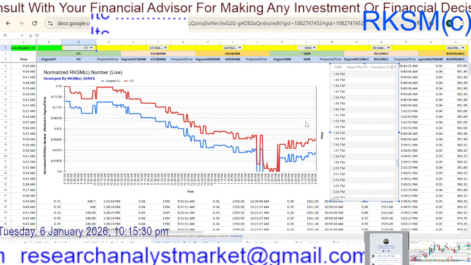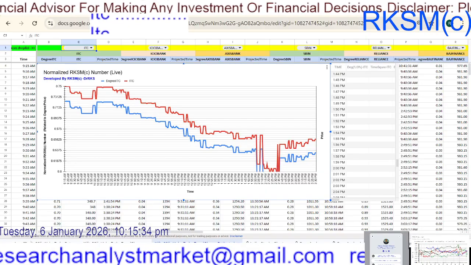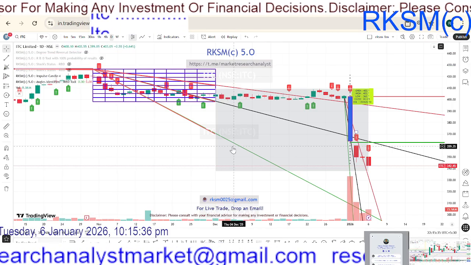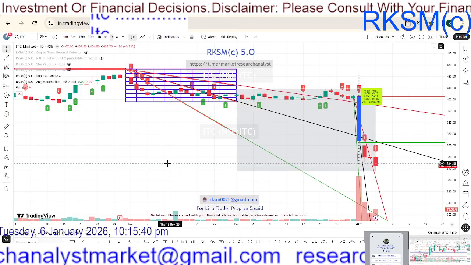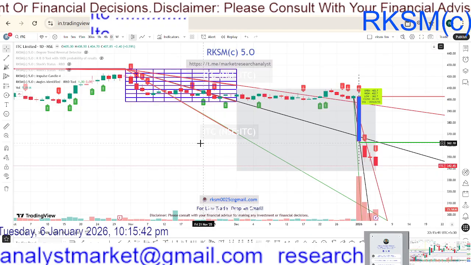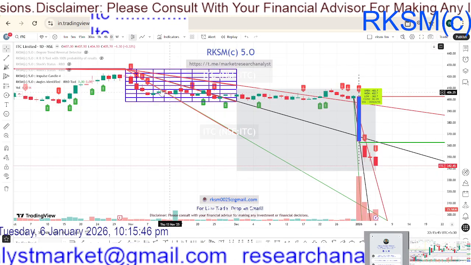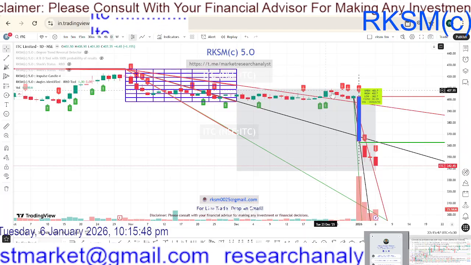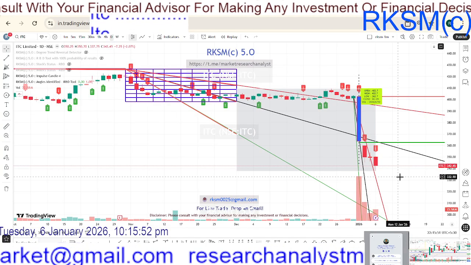Then we can look at the chart, what's happening in the chart today for ITC. So I have opened my TradingView chart. This is the daily time frame. Okay, see, this is the daily chart for ITC. You can have a look, still there is no sign of the reversal.